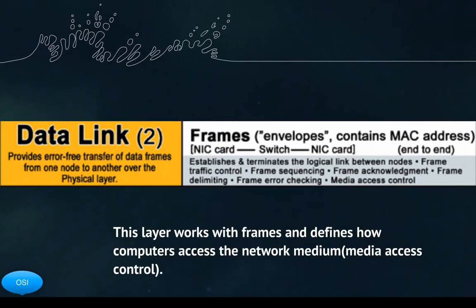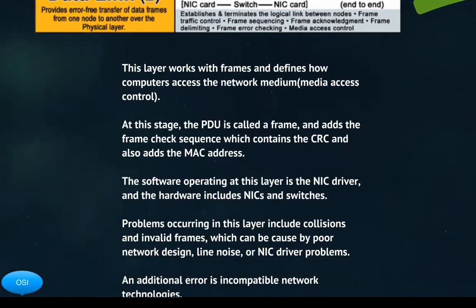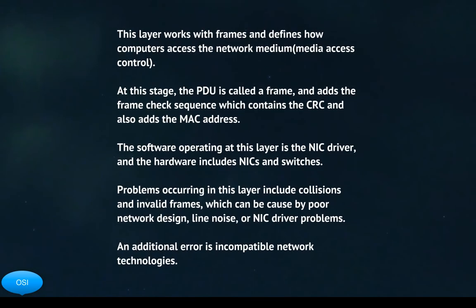The data link layer, layer 2 of the OSI model. This layer works with frames and defines how computers access the network medium, media access control. At this stage, the PDU is called a frame and adds the frame check sequence, which contains the CRC, and also adds the MAC address.